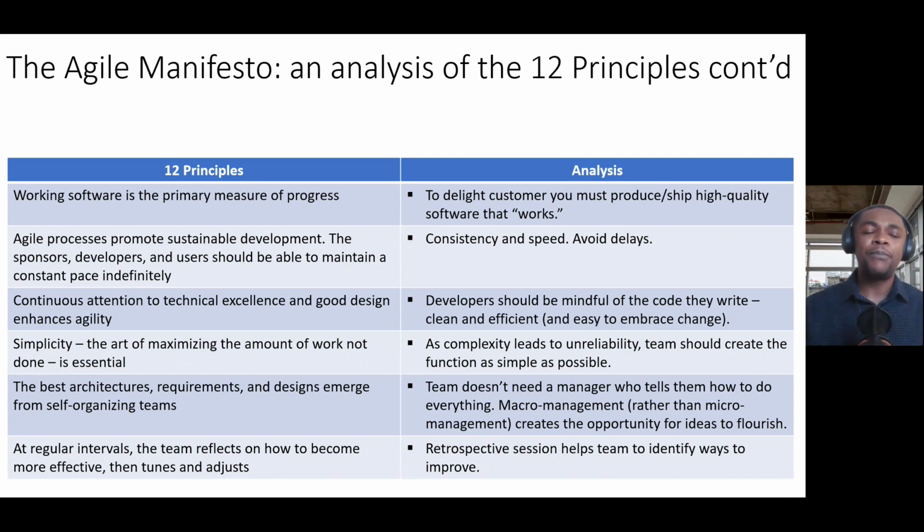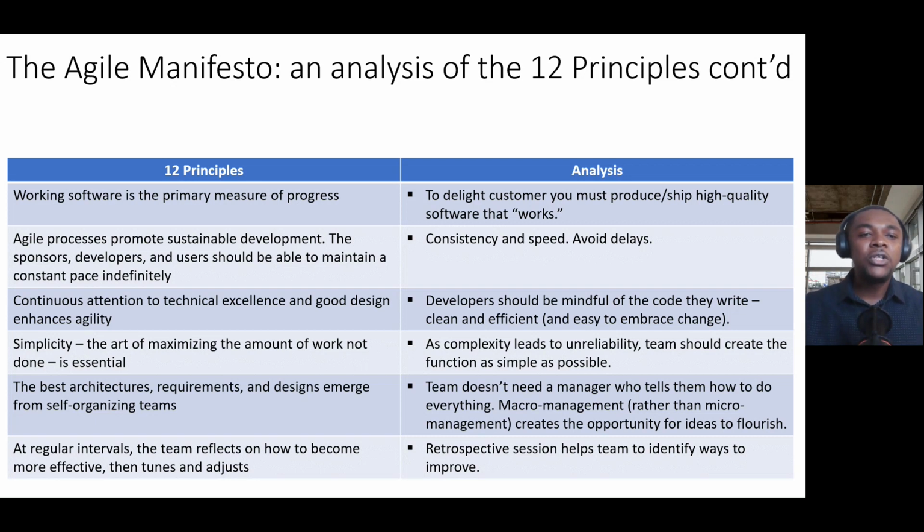The eighth point there says Agile processes promote sustainable development. The sponsors, developers, and users should be able to maintain a constant pace indefinitely. The key thing there is consistency and speed. The team should avoid any kind of delay or any kind of constraint that will draw them back, in order to meet the deadline.